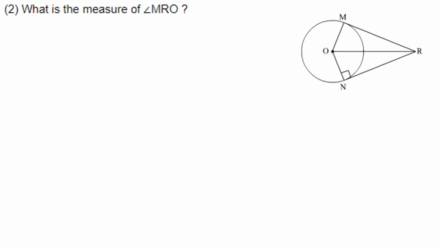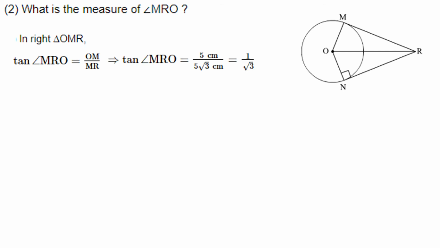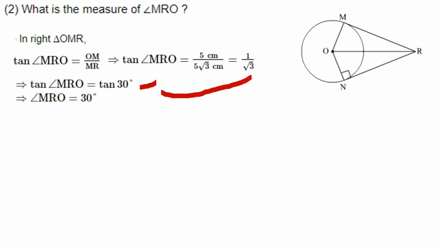Second sub-question, what is the measure of angle MRO? In right angle triangle OMR, tan of angle R equal to OM upon MR. Tangent is opposite upon adjacent side. So that is 5 centimeter upon 5 root 3 centimeter, which is equal to 1 upon root 3. So tan R equal to tan 30. Therefore angle MRO equal to 30 degrees. 1 upon root 3 is tan 30 degree. Therefore it is 30 degree.